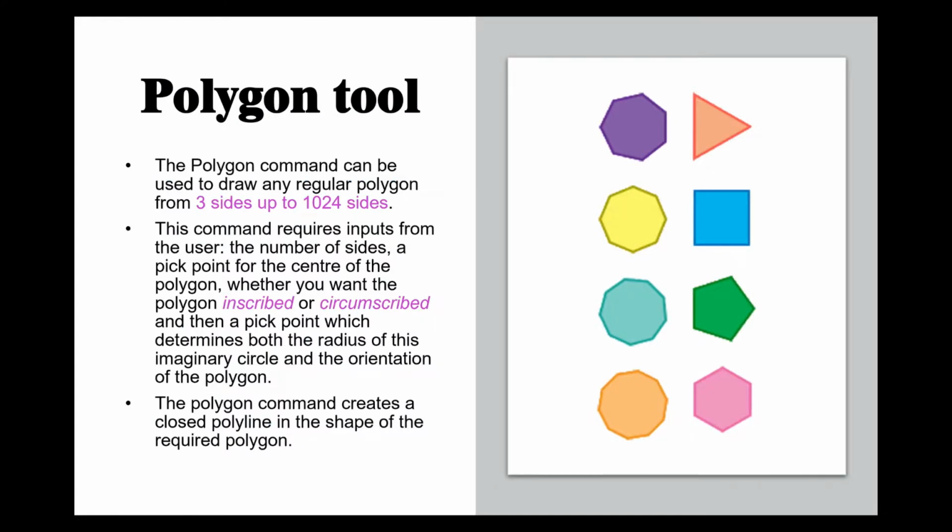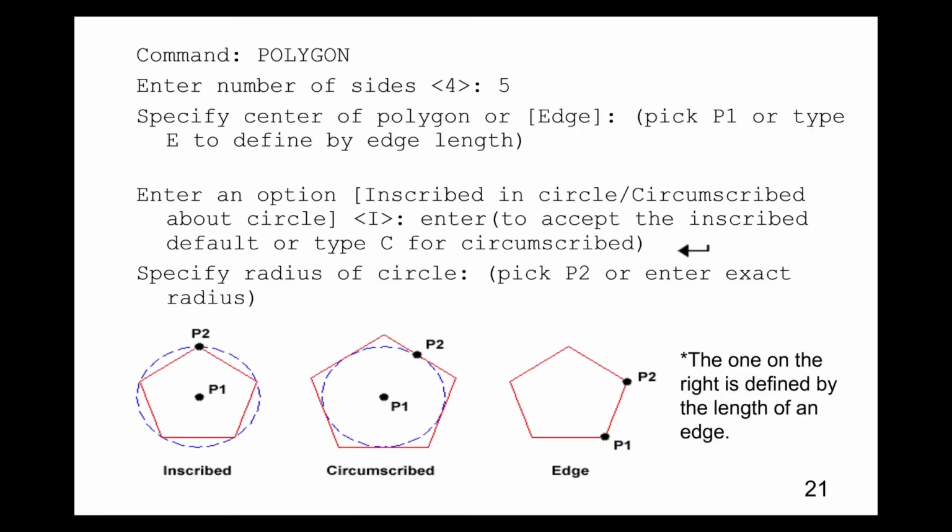The next tool is the Polygon tool. The Polygon command can be used to draw any regular polygon from 3 sides up to 1024 sides. This command requires inputs from the user. You need to enter the number of sides, a pick point for the center of the polygon, and then whether you want the polygon to be inscribed or circumscribed. And then you pick a point, which determines both the radius of this imaginary circle and the orientation of the polygon. The Polygon command creates a closed polyline in the shape of a required polygon.